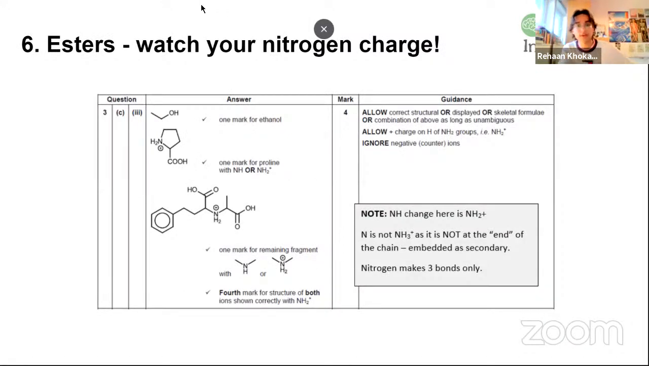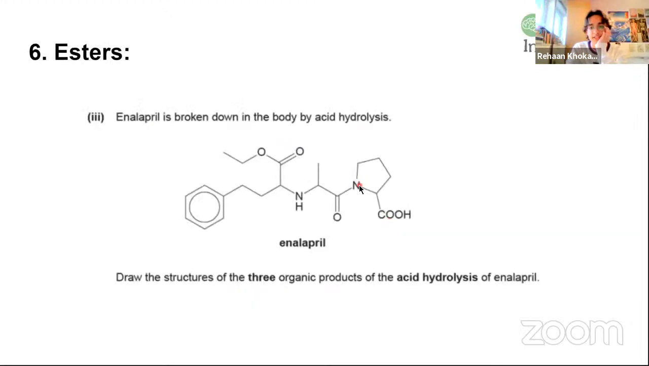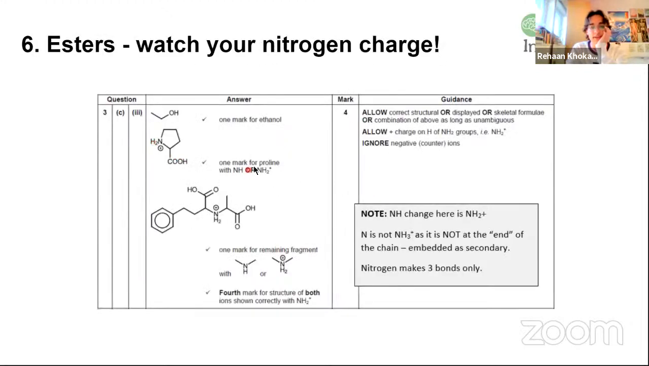So the key point I'm trying to make here is the nitrogen charges. If we look at proline again, even though it was N there, it becomes NH2 plus rather than NH. NH2 plus is more correct because you have to remember this fact here: nitrogen makes 3 bonds. So obviously it will be protonated because of the acidic conditions, but remember it makes 3 bonds, so it will be completely protonated. Because we're using an acid catalyst, it's H plus, so that's where it gets the positive charge from, hence why the nitrogens will be protonated.